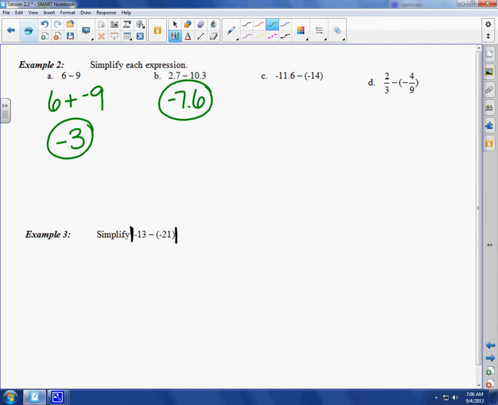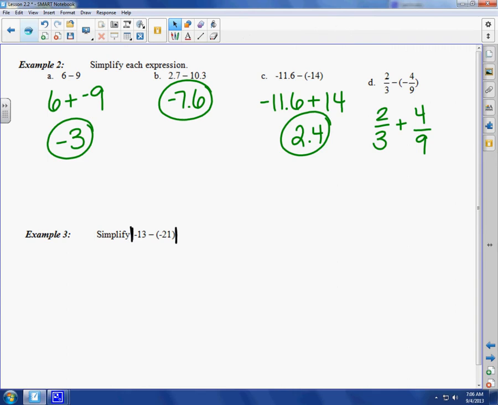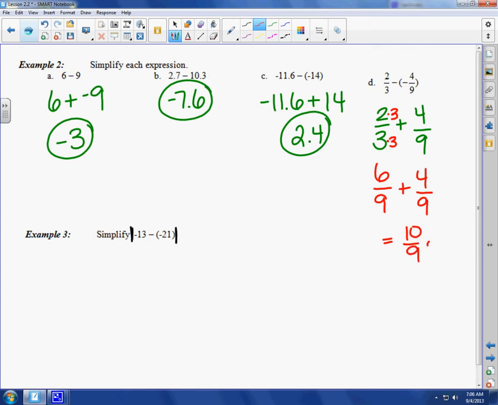Now here, you have to change the sign. So I would just quickly jot it down as this. -11.6 plus 14, and then I get my answer of 2.4. Here, the same type of thing. 2/3 plus 4/9. If you want to do this without your calculator, you can change this. So I'm going to times it by 3, times it by 3, and I get 6/9 plus 4/9, which is 10/9, or 1 1/9. I think that way's easier just because I could see the relationship between the 3 and the 9 instead of using my calculator.